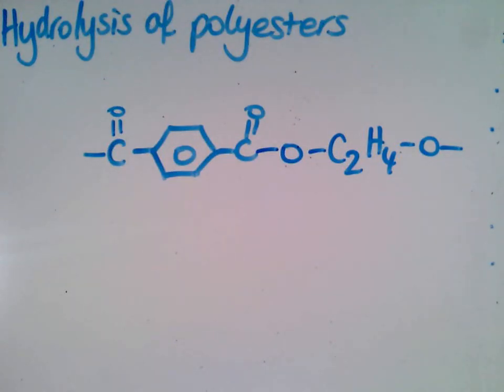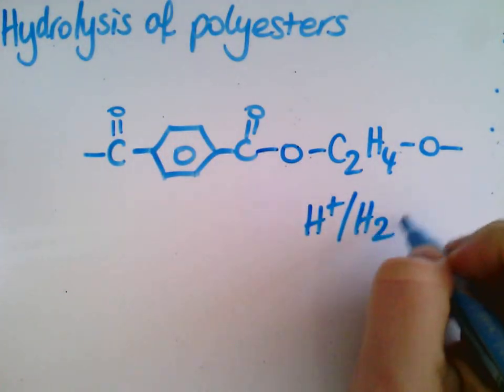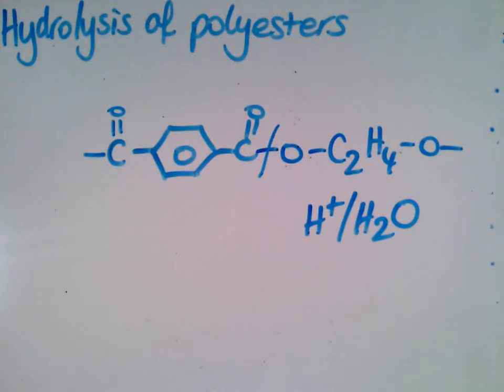So welcome. This short video is going to be looking at hydrolysis of polyesters, looking at how we can cleave that ester linkage using either hot aqueous acid or hot aqueous alkali. We're going to start off with acid hydrolysis. So that is using H plus and H2O to cleave this ester bond here.